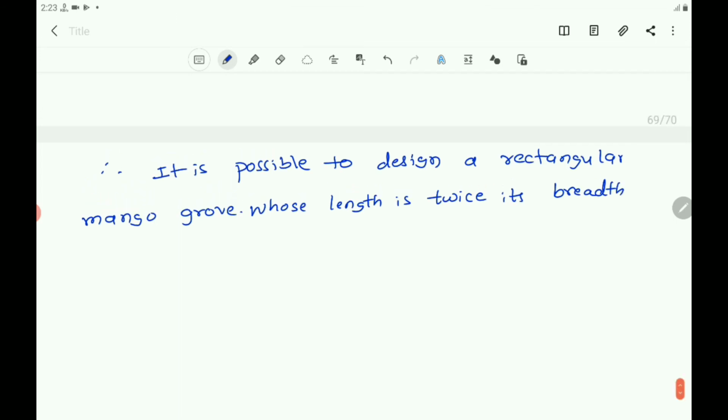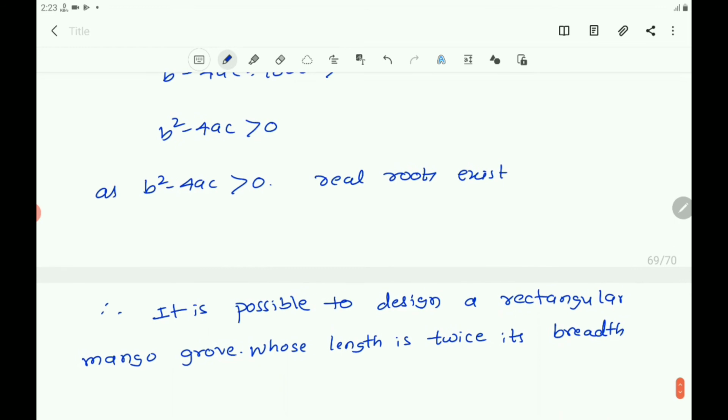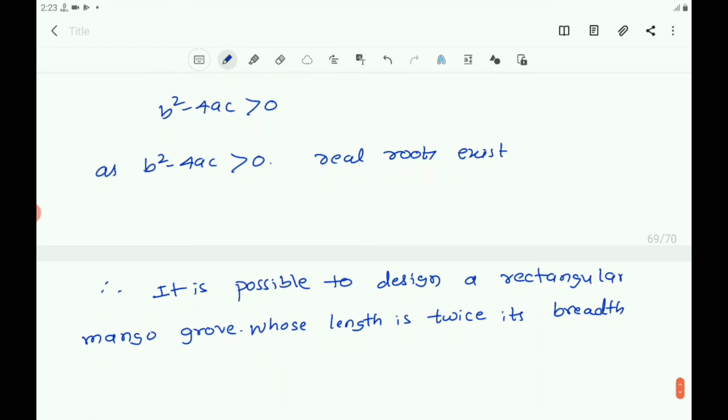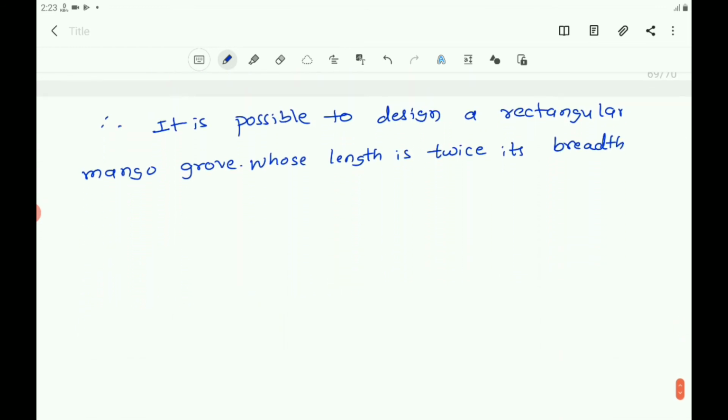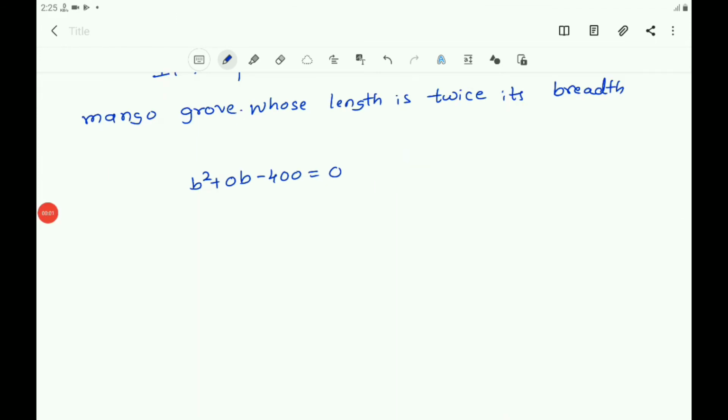And here, as roots are real and b square minus 4ac is greater than 0, you write the quadratic equation and find the roots, they become the length and breadth. To get the breadth of the rectangular grove, solve this quadratic equation: b square plus 0b minus 400 equals 0. After getting the breadth, you will get the length of the rectangular grove.